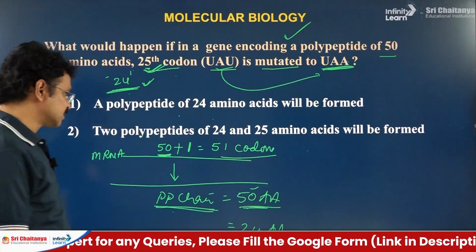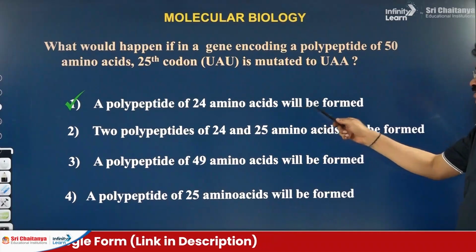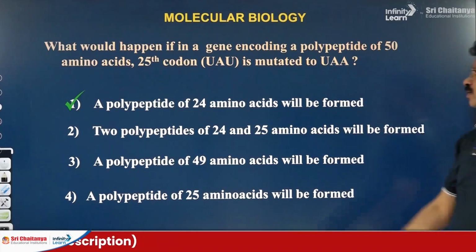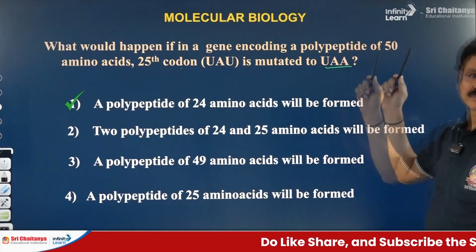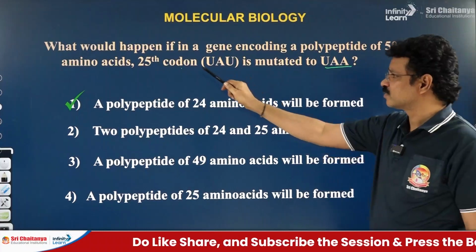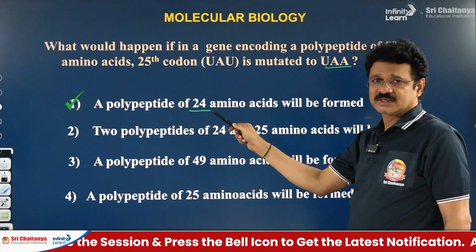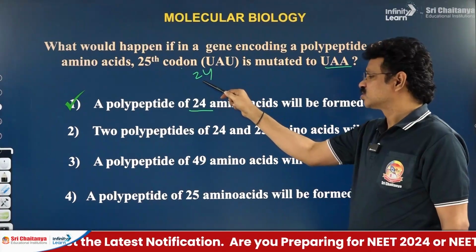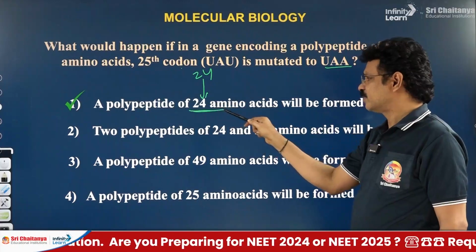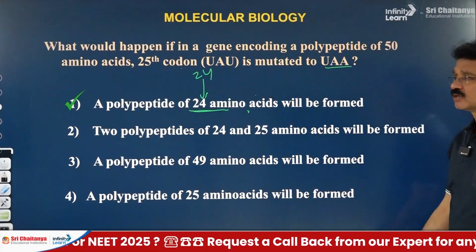Then what is the correct answer for this question? A polypeptide is made up of 24 amino acids only. Why not 50? Because a codon is mutated into the termination codon, and termination occurs from the 25th codon onwards. Before that, only 24 functional codons are there. So the number of functional codons in the mRNA should equal the number of amino acids present in a polypeptide chain. Then only the first option is true.